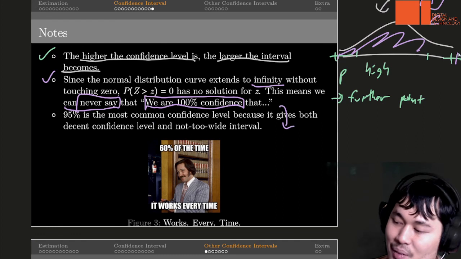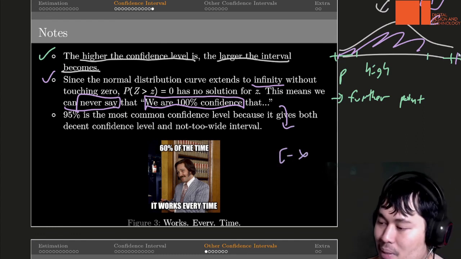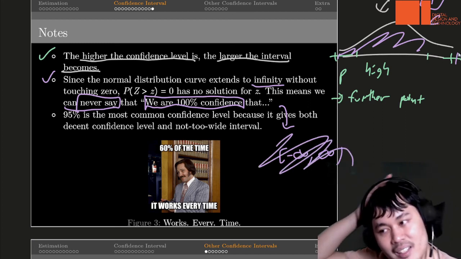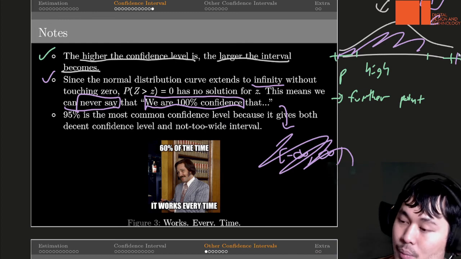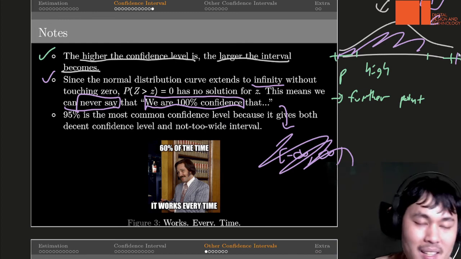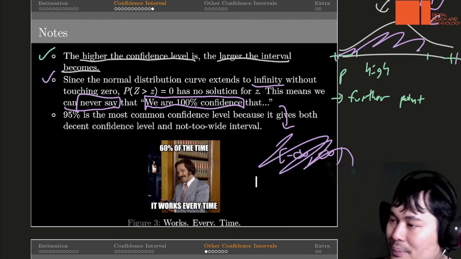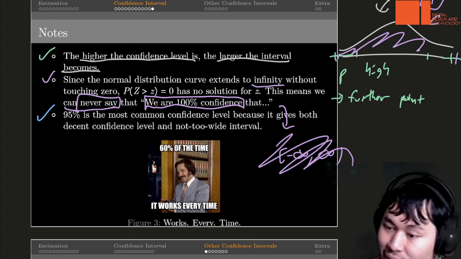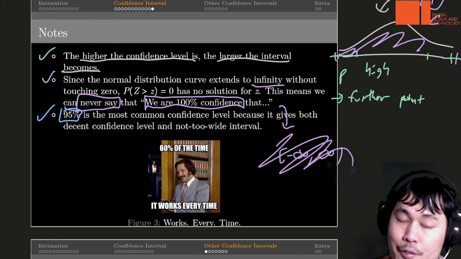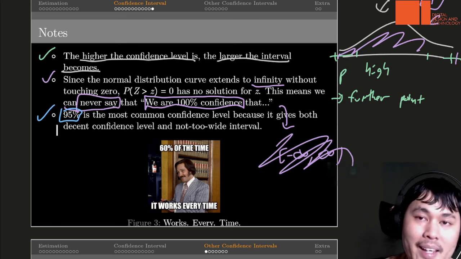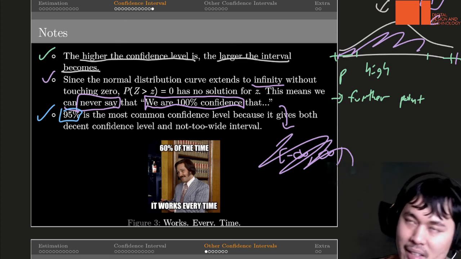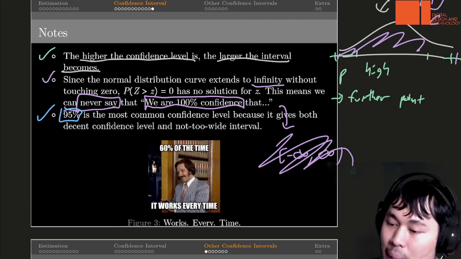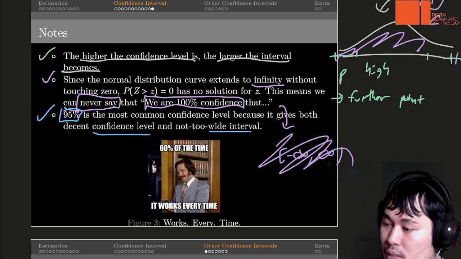Actually, you could say that we are 100% sure the number is between minus infinity and infinity. But again, that's nonsense. So in practice, if someone claims that they are 100% sure, then you should start to doubt them. And lastly, the reason the 95%, or the number 0.95, is prevalent, you see it everywhere, is that it seems like a nice balance between the amount of confidence and the width of the interval.